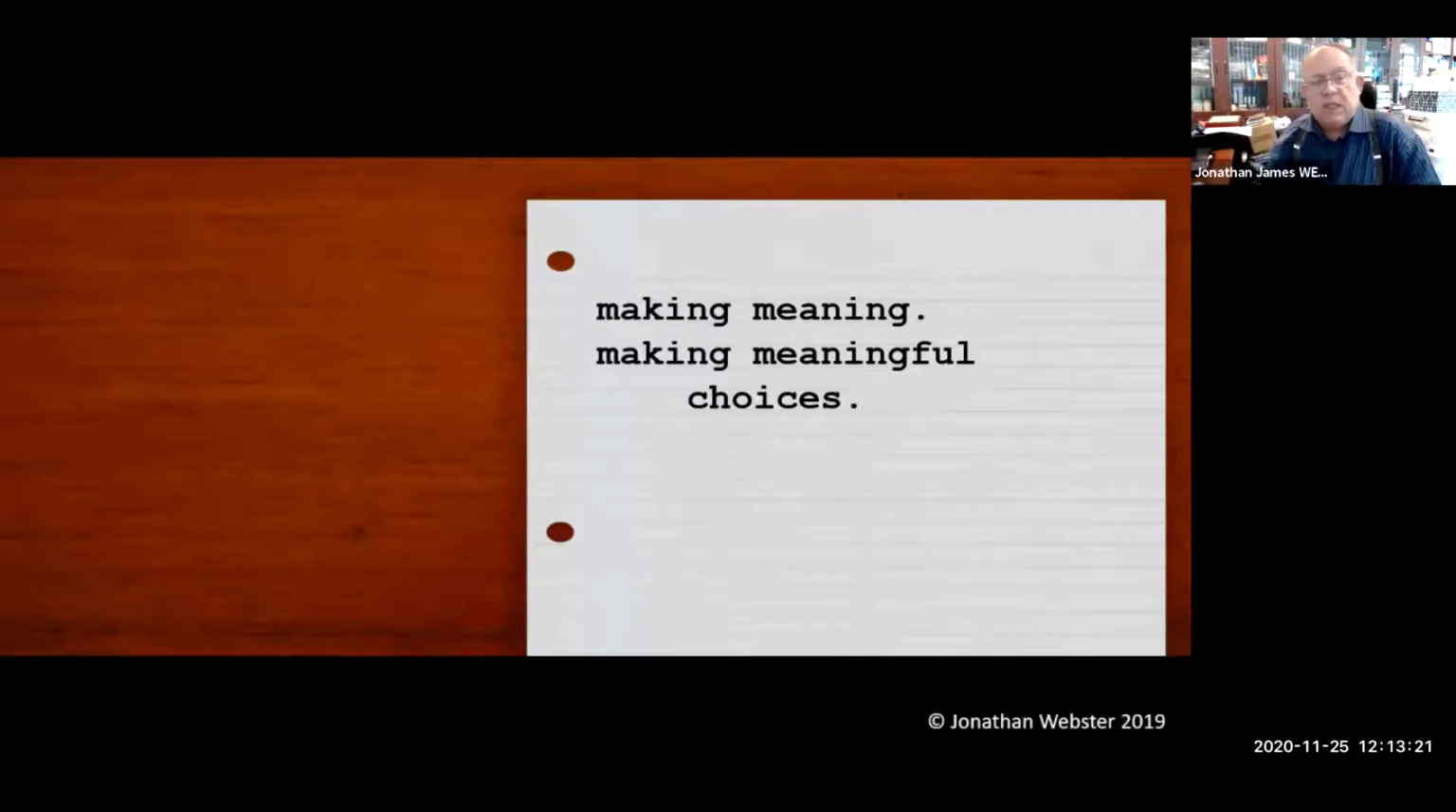Well, how does it make meaning? It does so because we are making choices. You have a choice in how you're going to construe the world. You have a choice about how you're going to relate to somebody else. You have a choice about how you're going to put the text together. And these are the choices that you make. They're meaningful.